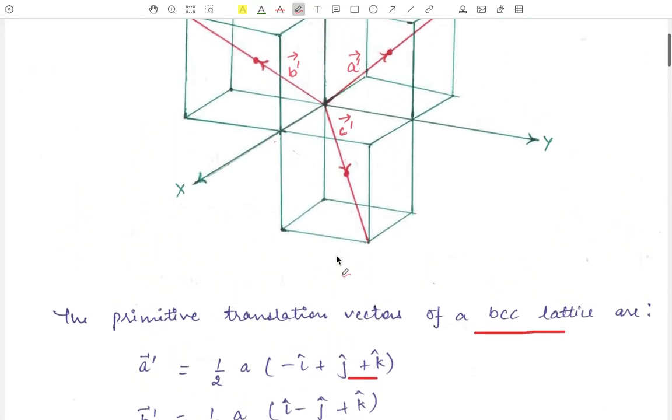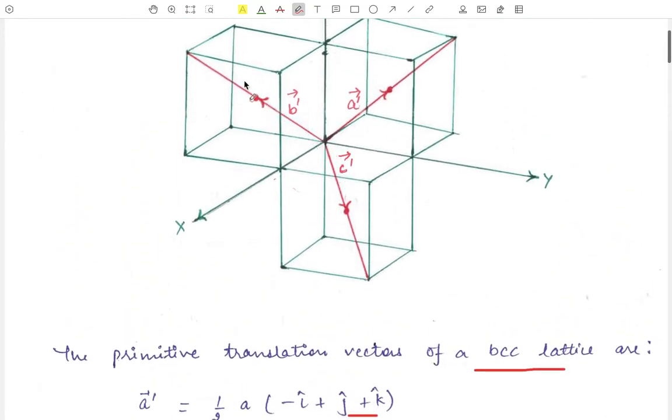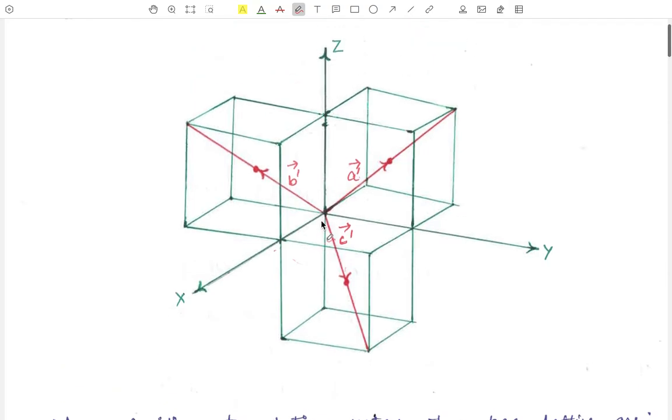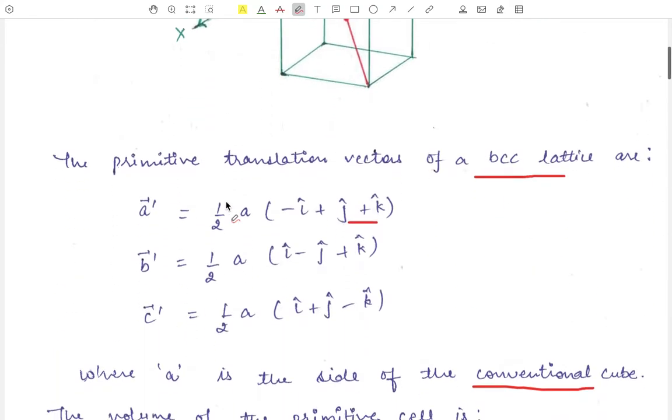ठीक है. Now similarly, if we define the B dash vector, then we see that this B dash vector is along the positive x direction and positive z direction, that is plus i cap and plus k cap, but along the negative y direction, therefore minus j cap. Here we have i cap plus k cap minus j cap into A by 2, the same thing.